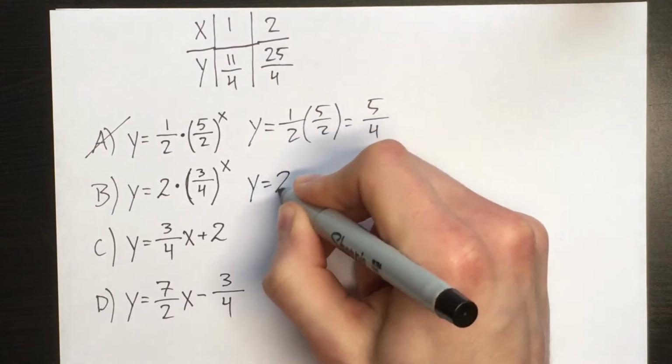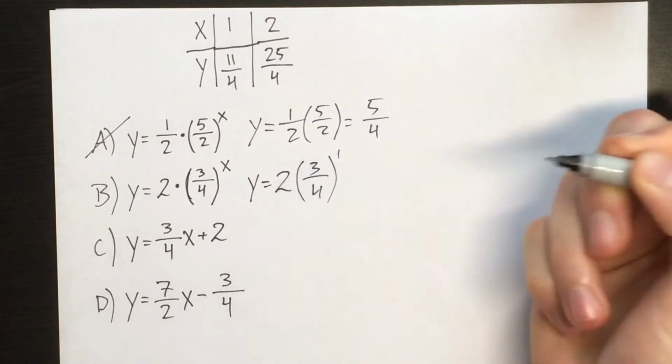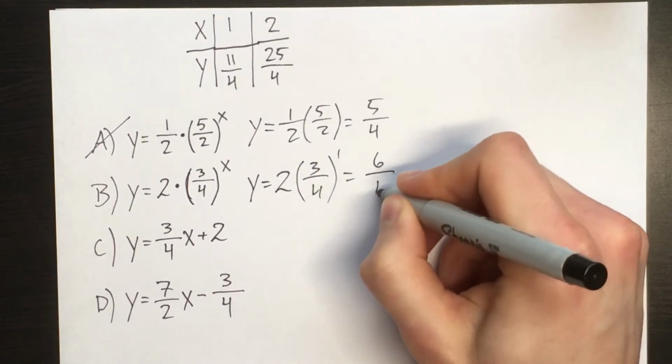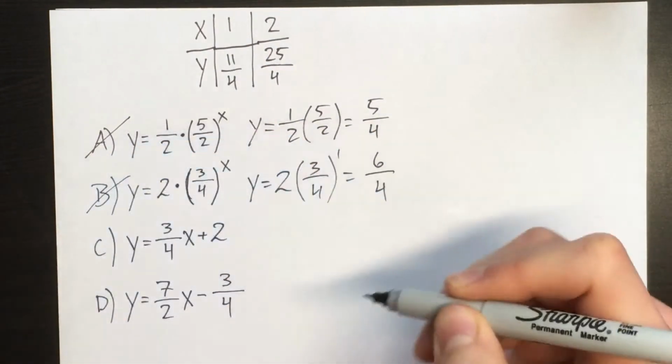Let's do the same thing for B. Y equals 2 times 3 over 4 to the power of 1, which is just 3 over 4, right? So 3 over 4 times 2 is 6 over 4. Again, that's not equal to 11 over 4, so we can cross B out.